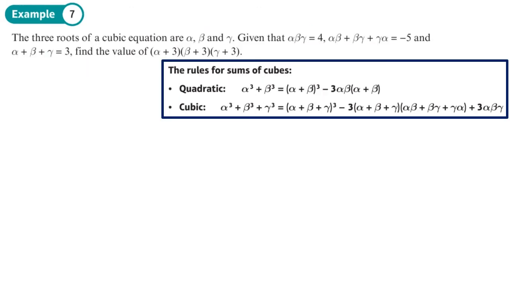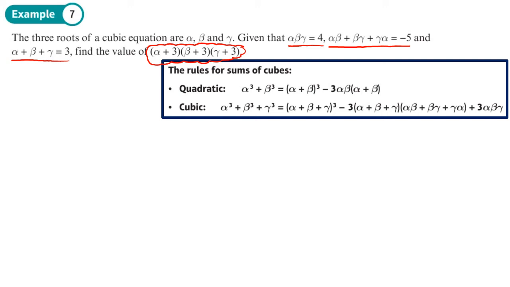Right, this example here: the 3 roots of a cubic are alpha, beta, gamma. Given that alpha beta gamma equals 4, so it's one bit of information, and the sum of alpha beta basically is -5, and alpha plus beta plus gamma is 3, find the value of what you get if you added 3 to the roots and found the product of them.